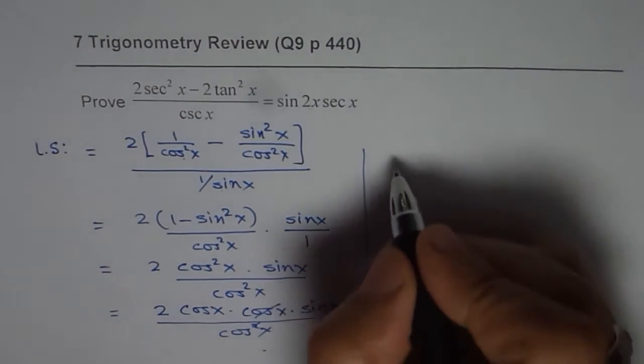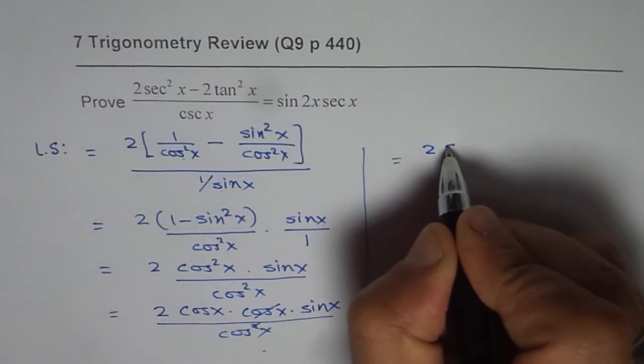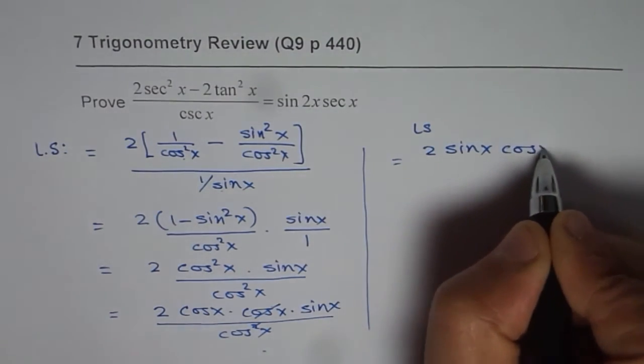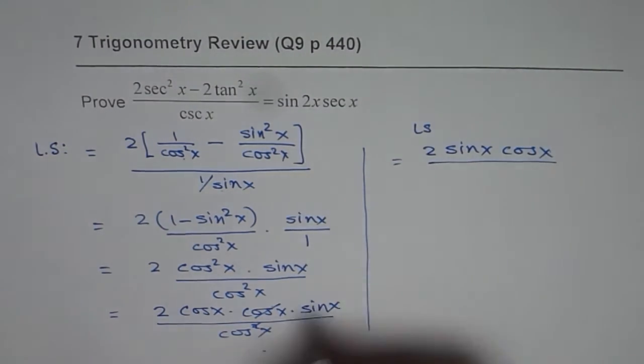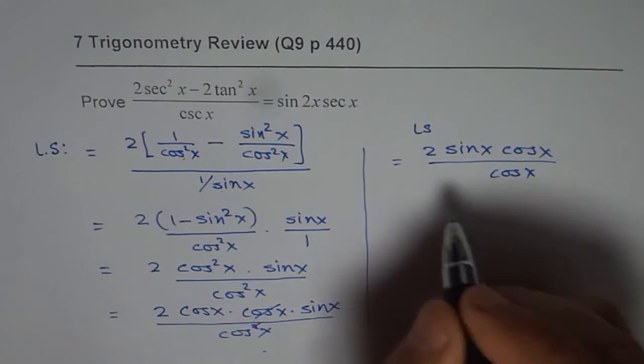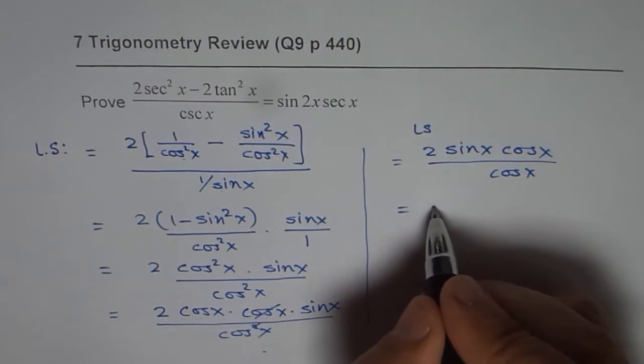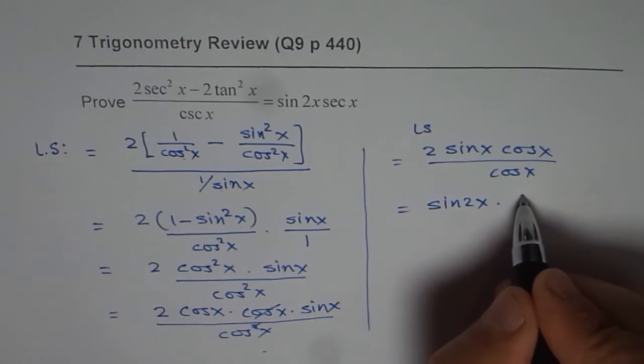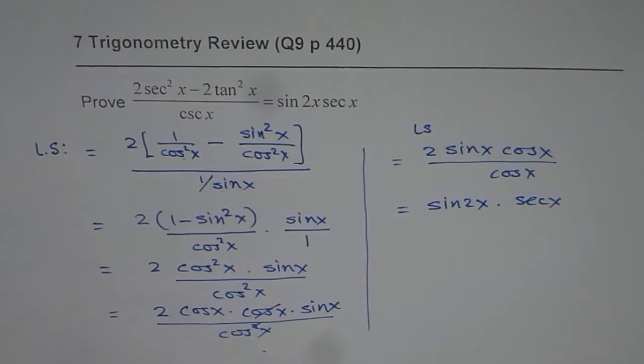So from here we get 2 sin x cos x. This is the left side we are working on. Cos x divided by cos x, correct? Now 2 sin x cos x is sin 2x, and 1 over cos x is sec x. So that is how you can show it, right?